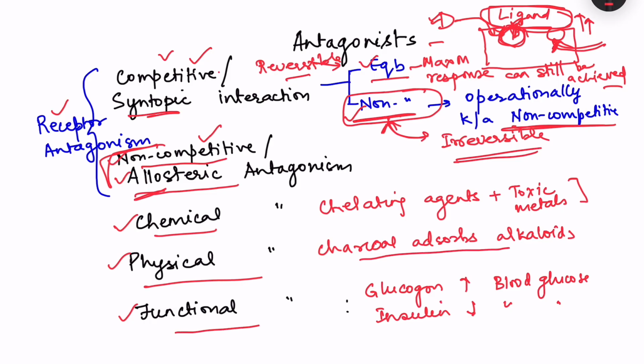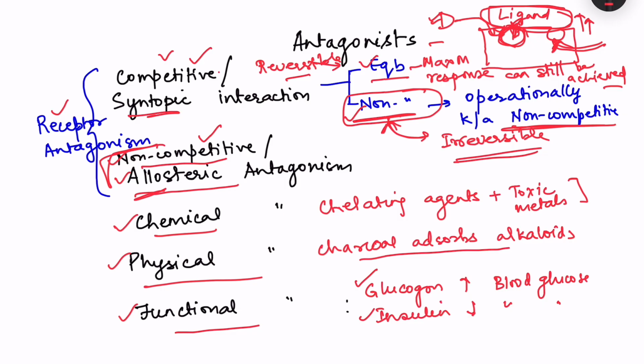Then there is functional antagonism. Functional antagonism is where there is no direct interaction between the receptor and the ligand, but they act differently. Only the function is opposite. For example, glucagon increases blood glucose level, while insulin decreases blood glucose levels. So you are giving a drug which is functionally different from the original ligand. It will act on a different receptor, but the function will be opposite to that of the original ligand we are talking about. So that is functional antagonism. These are the different types of antagonists.